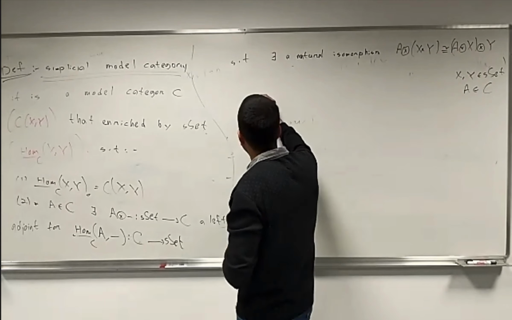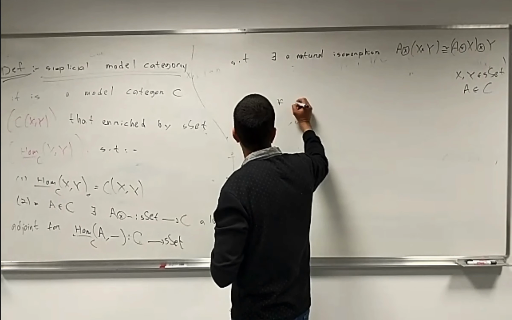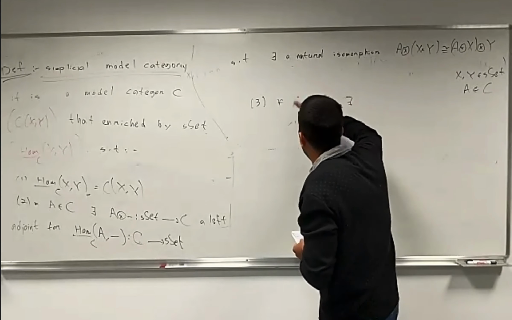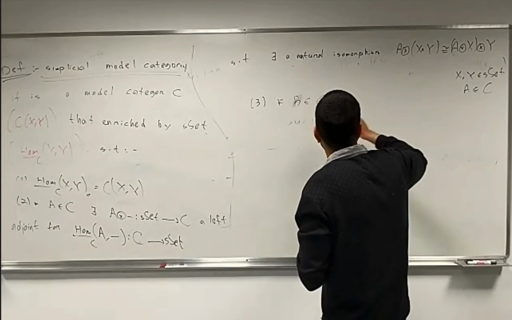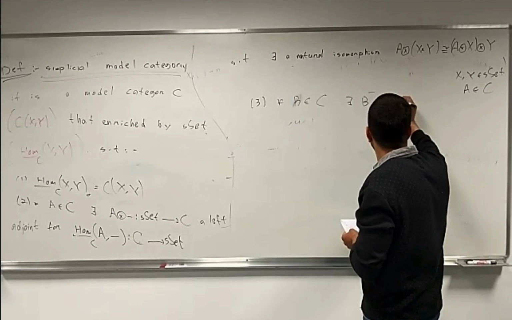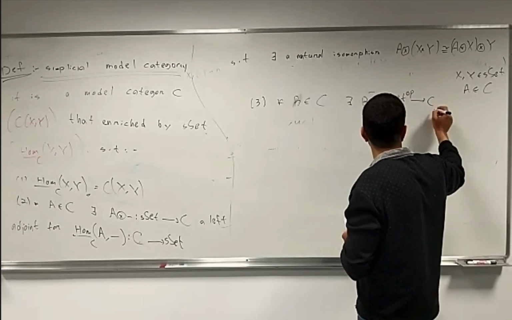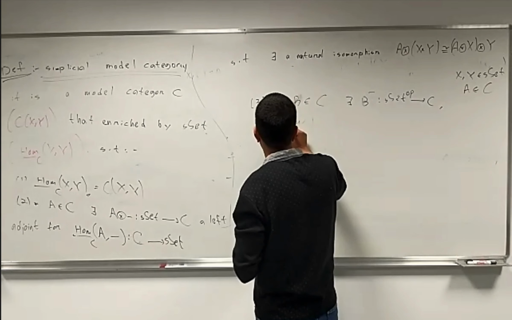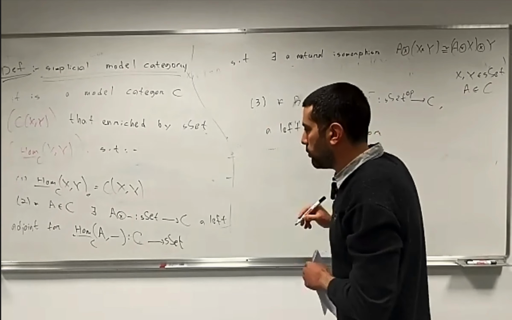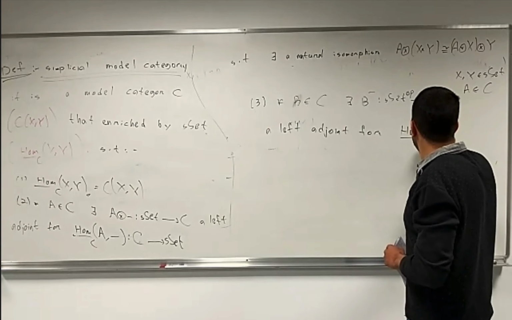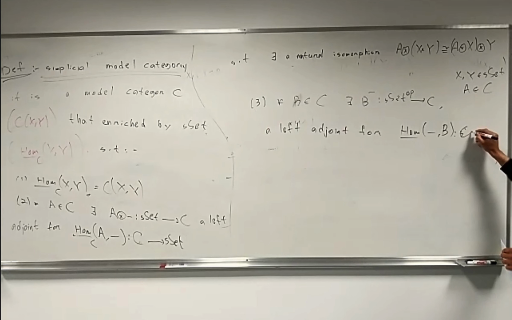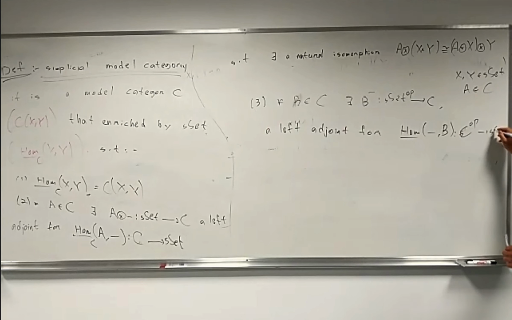And we also have the third thing: for every A in C, or for every B, I want to use B here just to remember this better, we have this functor from simplicial sets opposite to C, a left adjoint for this one. Now, also this one will be a contravariant functor from C opposite to simplicial sets.